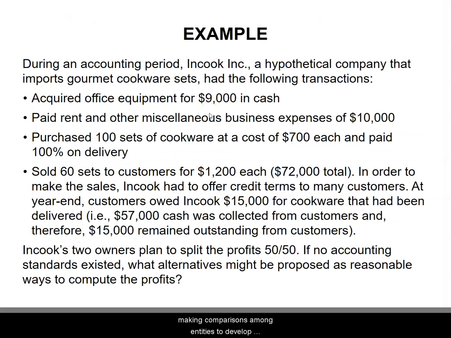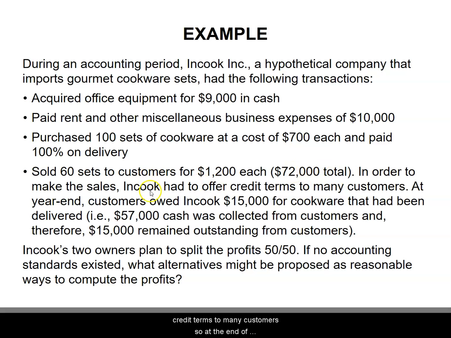To develop our understanding of the issues involved in judgment and estimates, let's have a look at this example. Gourmet Cookware has the following transactions for an accounting period: acquired office equipment for $9,000 in cash, paid rent and other miscellaneous business expenses of $10,000, purchased 100 sets of cookware at a cost of $700 each and paid 100% on delivery. So the purchase of 100 sets of cookware at $700 is all on a cash basis. Sold 60 sets to customers for $1,200 each. So 1,200 multiplied by 60, the total revenue from the sale of these 60 sets was $72,000.